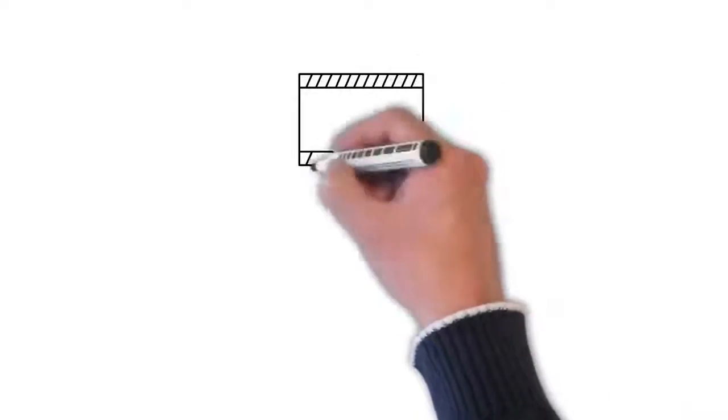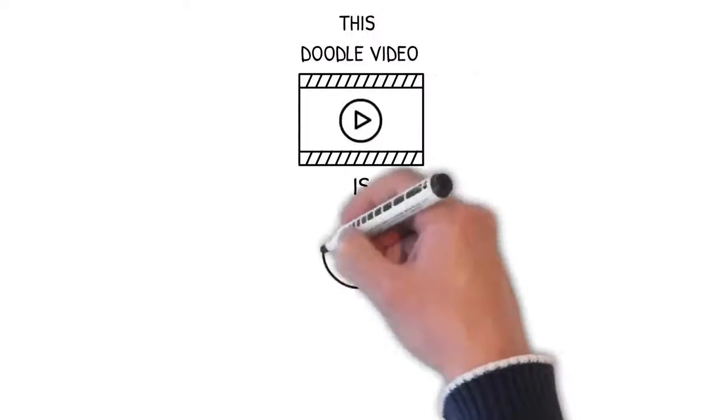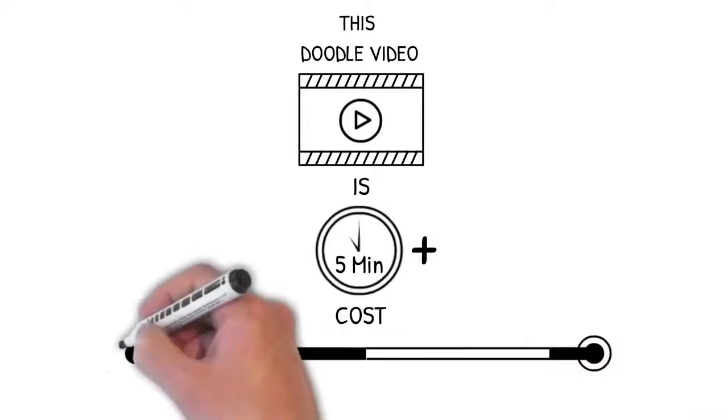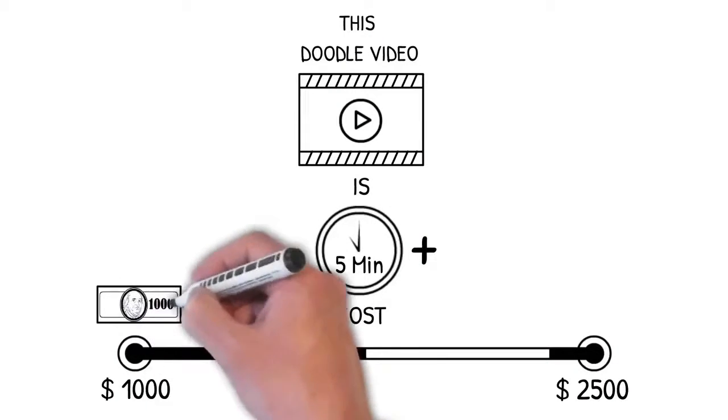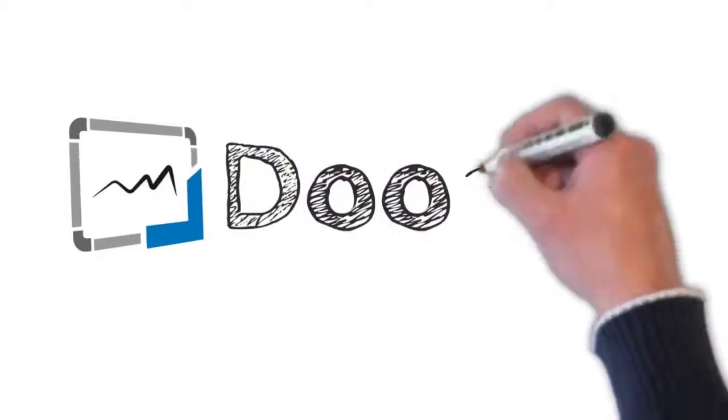This one you're watching right now is a hair over 5 minutes long, so it would cost him anywhere from $1,000 to $2,500 to get made. And because you're still watching, I know it's got your attention the way we want it. And that's when we started the project that's now called Doodly.